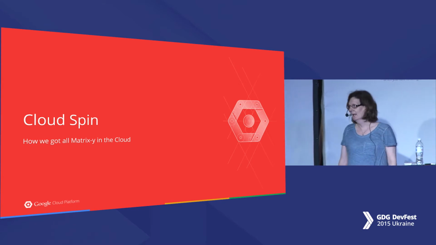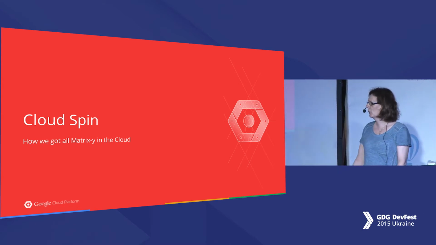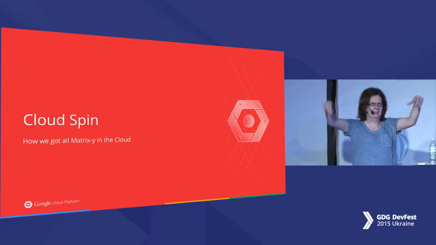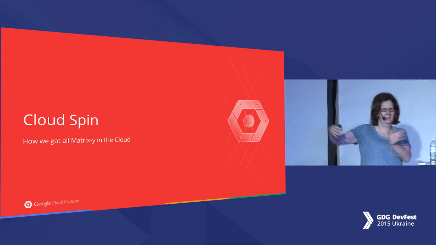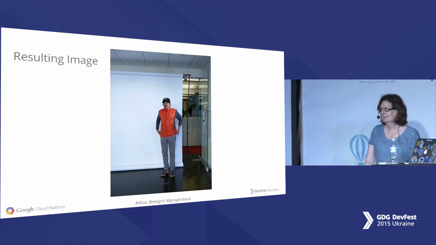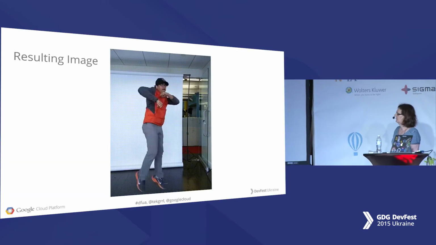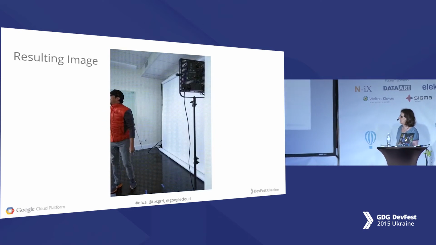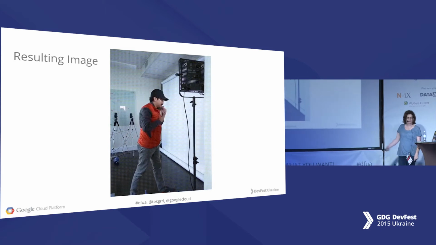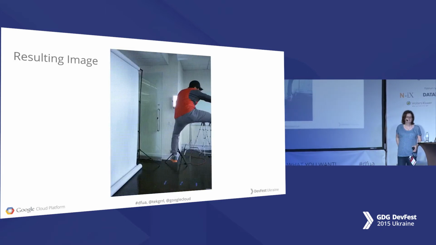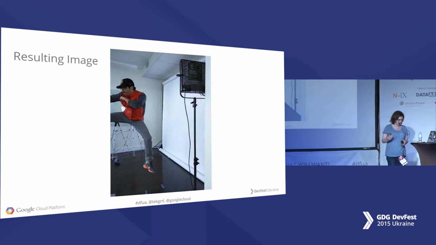So, Cloud Spin. The subtitle is How We Got All Matrixy in the Cloud. Do you remember that scene in The Matrix where she jumps in the air and the camera spins around her? That's what we're going to do here. Something like this. So we made this demo using Google Cloud Platform and 19 Nexus 6 smartphones like this one.